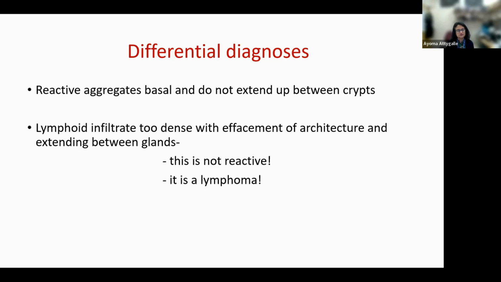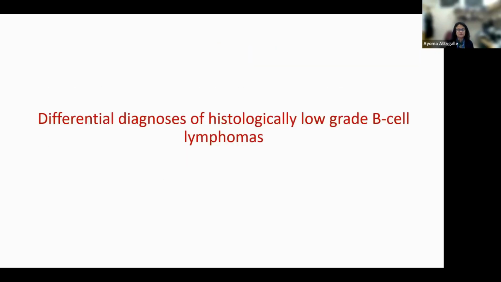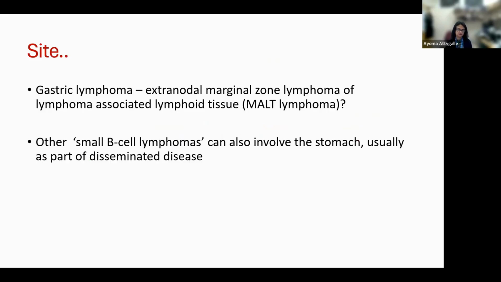Now, remember that reactive basal lymphoid aggregates may be seen, but they are basal and they don't extend up between crypts. In this particular case, the infiltrate is too dense with effacement of architecture and infiltrate extending between glands. So this is not reactive. So this is definitely lymphoma. So the differential diagnosis would be of histologically low-grade B-cell lymphomas.